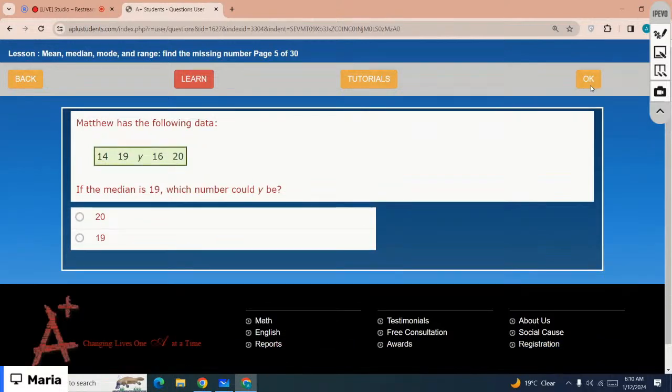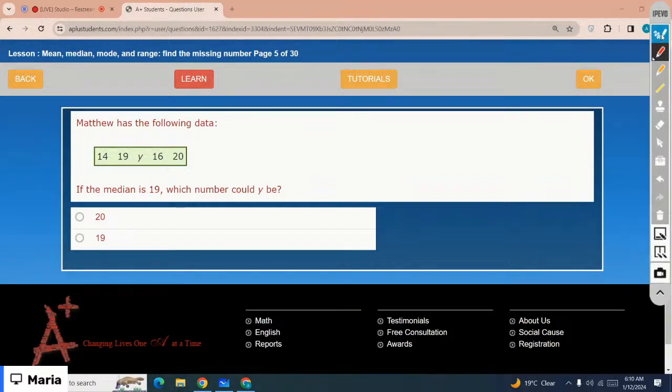Okay, the next one is: Matthew has the following data. If the median is 19, what number could Y be? So you're given the median is 19. Just recall the definition of the median. We have already done one question like this, right? So 19 is the median. That means exactly the middle number.